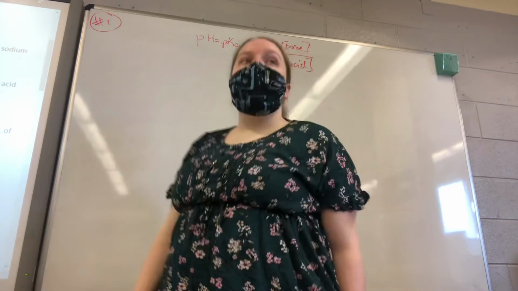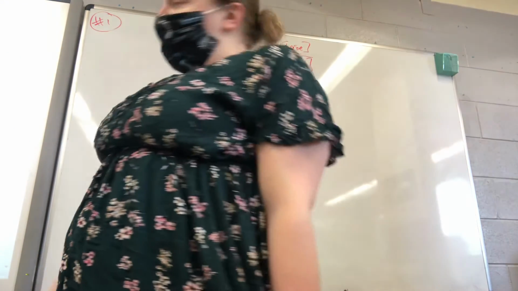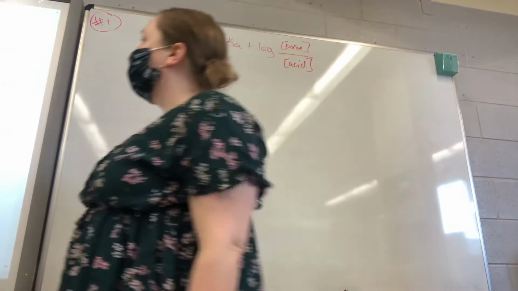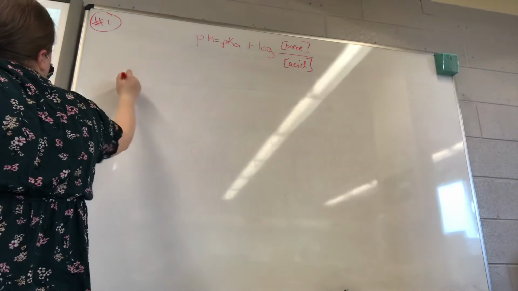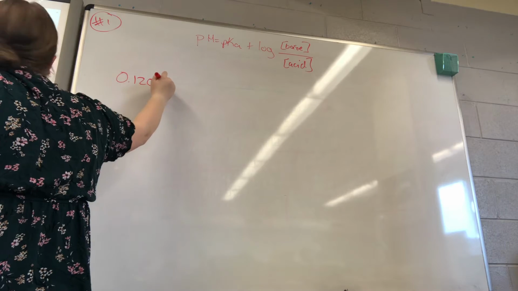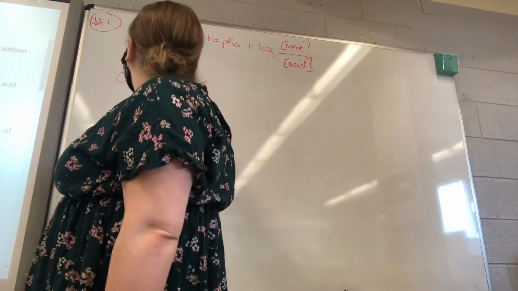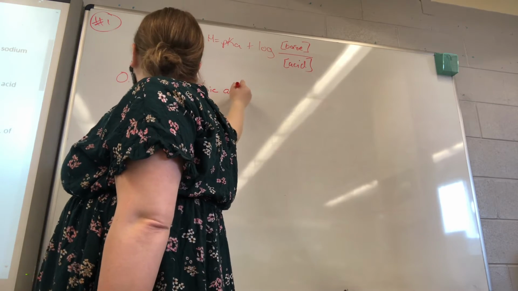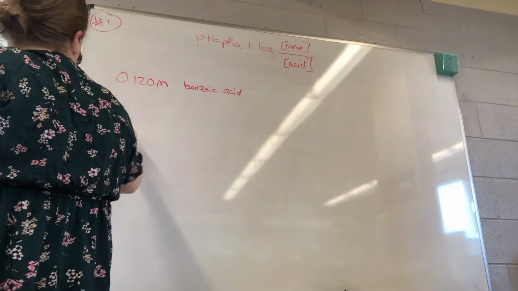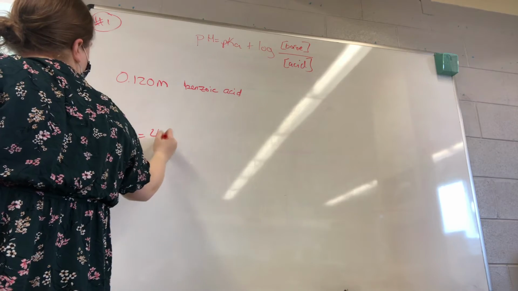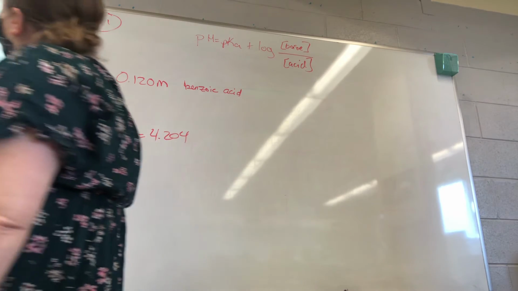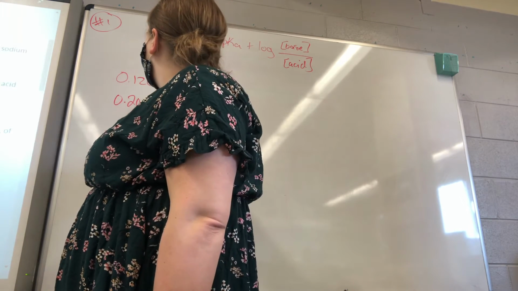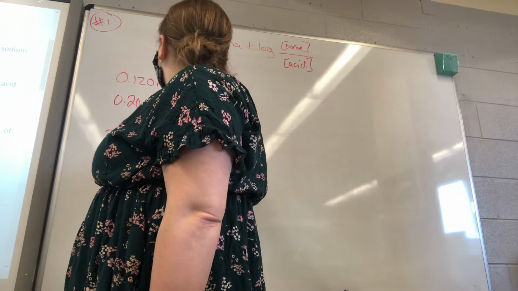Put that puppy up there to remind us. Next thing we're going to look at is the actual question. Calculate the pH of a buffer composed of 1.12 molar benzoic acid. We're given pKa. That's nice, we don't have to do that calculation. And 0.20 molar benzoate.